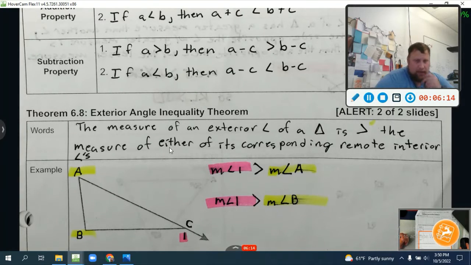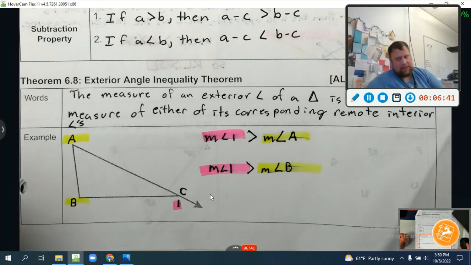In other words, notice angle 1 is my exterior angle. This is both greater than the measure of angle A and greater than the measure of angle B. That's just a fact. These angles will be smaller, and the reason I know that is those two angles will add up to be this angle. So if they add up to be this angle, they have to be each smaller individually, and together they're equal to it. Okay? All right.